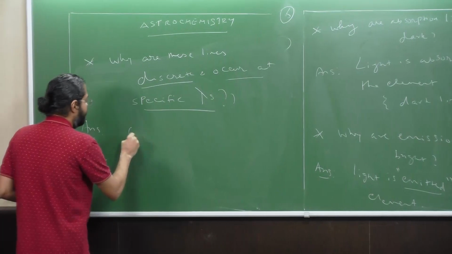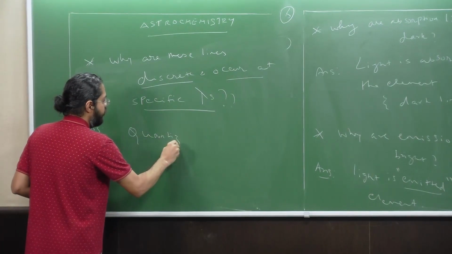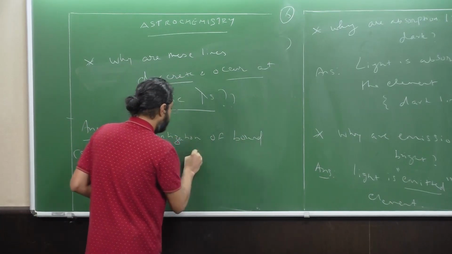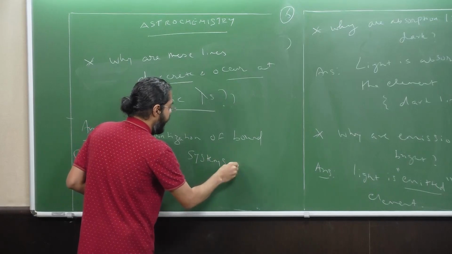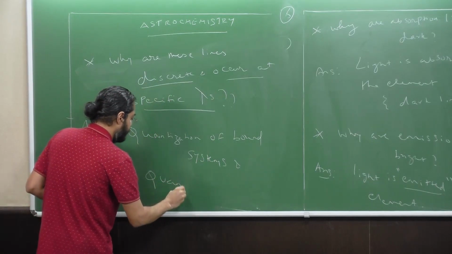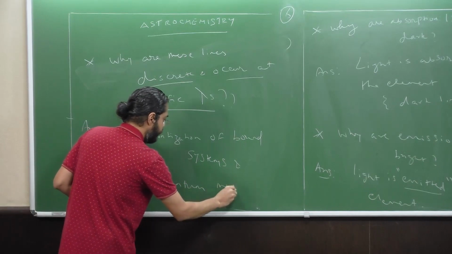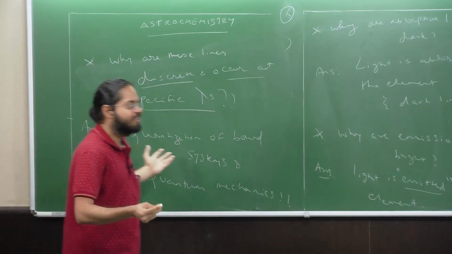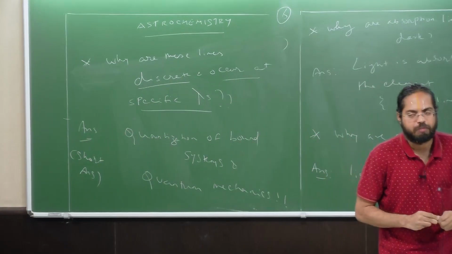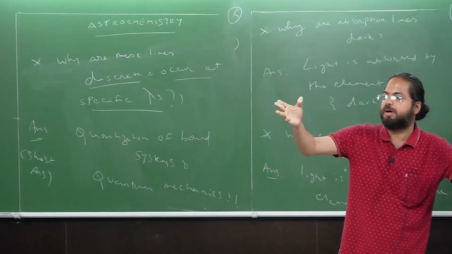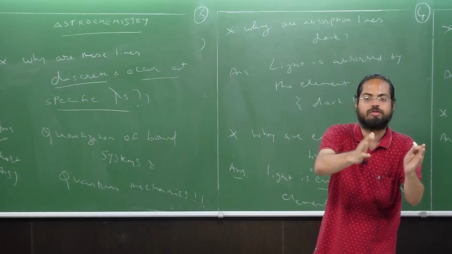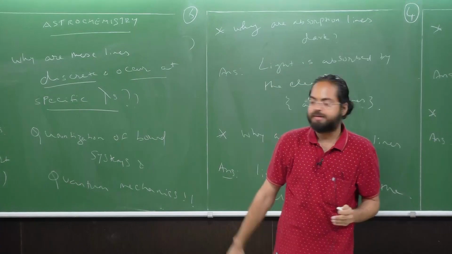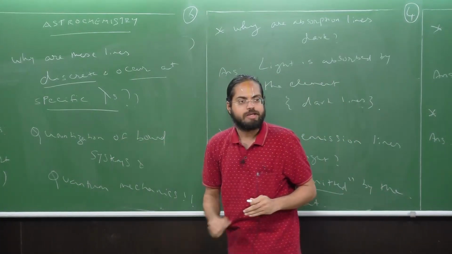The short answer is, it is due to quantization of bound systems and quantum mechanics. Of course, this may not have been pretty explanatory, but you all know, even from the state boards, the CBSE and ICSE syllabi, you talk about the hydrogen atom spectrum being discrete lines. And those discrete lines are due to quantization, correct?